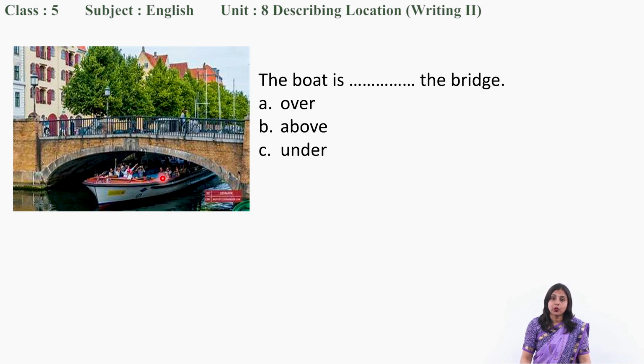Okay, so here is the boat and this is the bridge here. So tell me, where is the boat? The boat is over the bridge, above the bridge, or under the bridge? What should be there? You see the boat? Where is it? Is it over the bridge, above the bridge, or under the bridge? Good, yes, exactly. It's under the bridge. When it's exactly down, then what do we use? Under, yes. The boat is under the bridge.